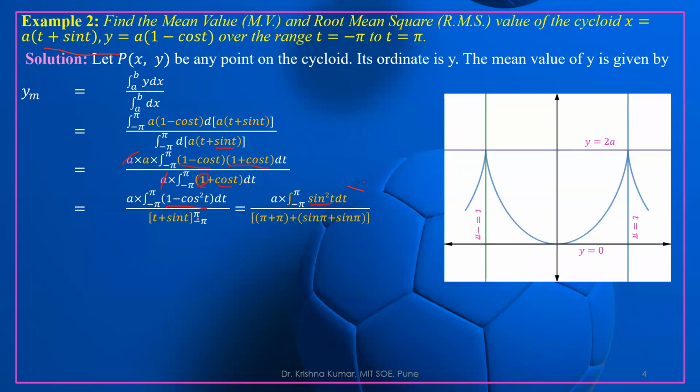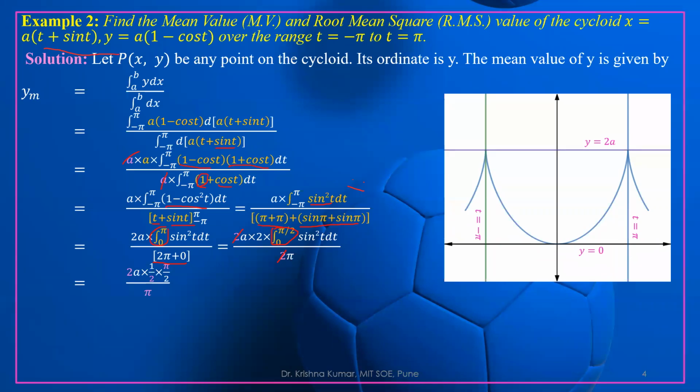Again, if you integrate it, the upper limit gives pi plus sine pi, and the lower limit gives pi plus sine pi. But sine pi is 0, so this is 2 pi. And now the value of this can be written as 2 times the integral from 0 to pi of sine square t dt. Again, it can be written as 2 times the integral from 0 to pi by 2 of sine square t dt. This is 2 pi. So this 2 and 2 will again cancel. So 2a, 1 upon 2 into pi by 2.